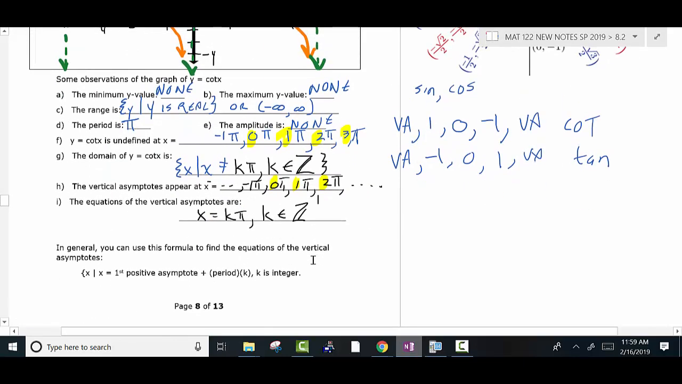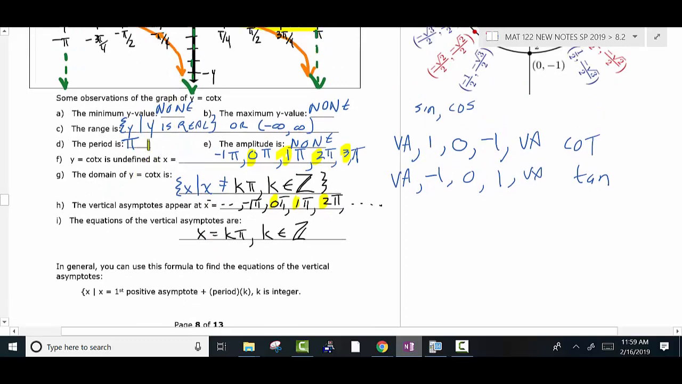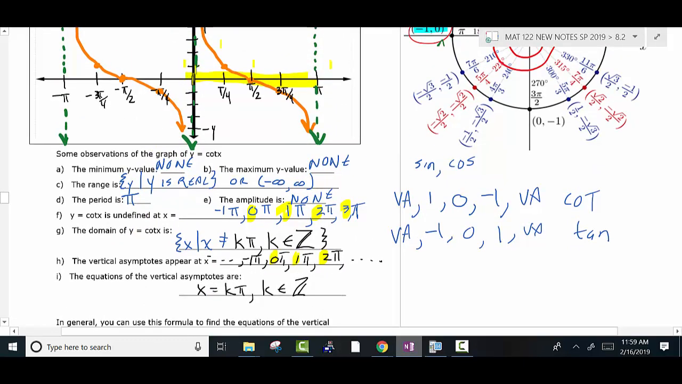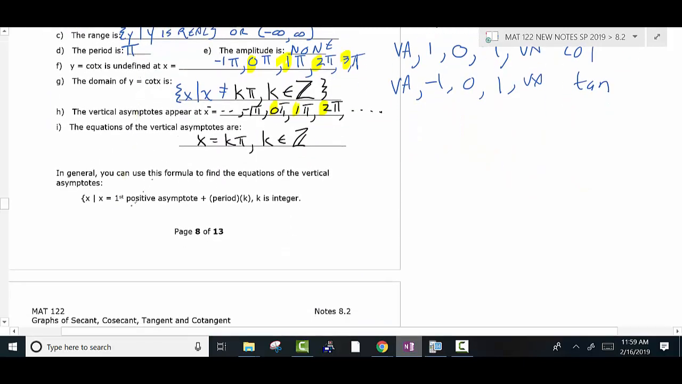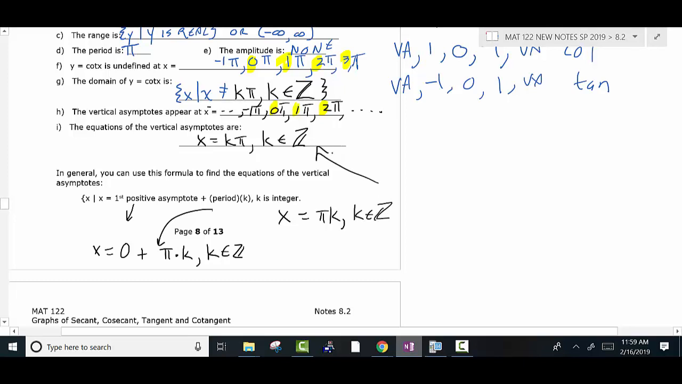You can also use this formula. Notice on this we had 0 as a vertical asymptote. So if you wanted to use this formula, you could say x equals 0, or you could use the first positive asymptote. The period is pi times k, and if you do it this way, k is an integer. So if you use the formula, you would just say x equals pi k, where k is an integer. Well, look at that. It's the same thing we got there. Okay, so that's the idea. All right, so that's your basic tangent and cotangent graph.